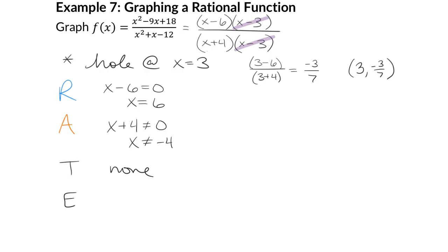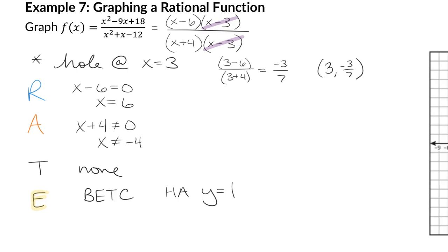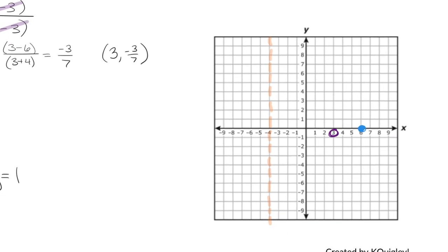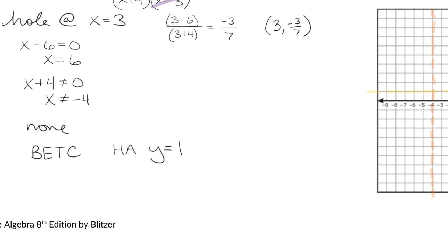The E is going to stand for end behavior. End behavior, we look at the regular unfactored form. This is where it's easier. Is this Bobo, Botna, or Betsy? Betsy, which means we're going to divide the coefficients to find our horizontal asymptote. This is going to have a horizontal asymptote at y equal to 1 over 1, which is 1. We come back to our graph, we go to 1, and we graph our end behavior. Sorry, I went fast.